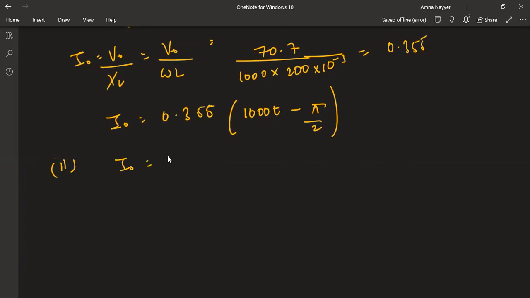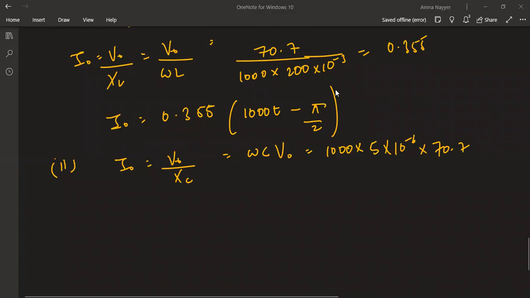So I naught for capacitor will be same thing, but XC will be here and XC is 1 by omega C. So omega C will go up, V naught. Omega is there. C was 5 microfarad, and potential was 70.7. So when you solve this, the same thing you will get. Yes, Salman, second part is also correct. Again, you will get the same thing, 0.355.